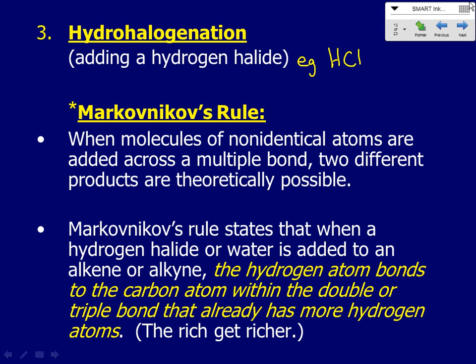And the way we decide which is going to be the major product is something called Markovnikov's rule. Obviously named after, I'm assuming, a Russian chemist. I'm going to go out on a limb and say Markovnikov was Russian. And this comes up when you have non-identical atoms being added in an addition reaction.